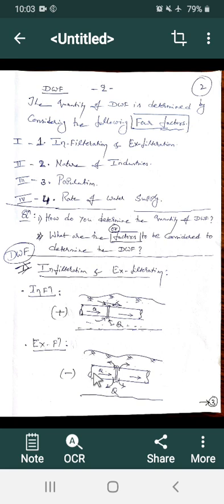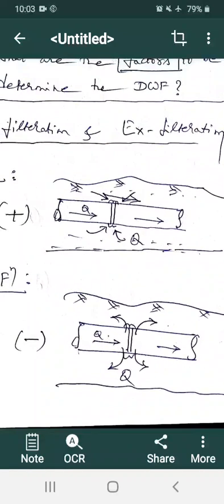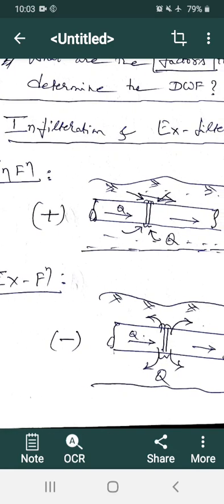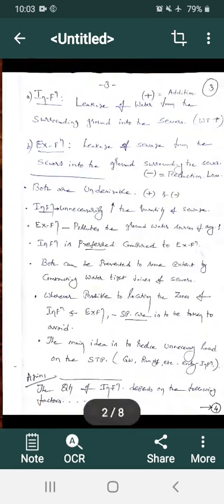Okay, exfiltration means what actually? Here the water which is coming outside, through the leaky joints. The leakage of sewage through the joints, into the surrounding soil or surroundings to the sewer line, is called exfiltration. Okay. Now we'll go to the next topic.